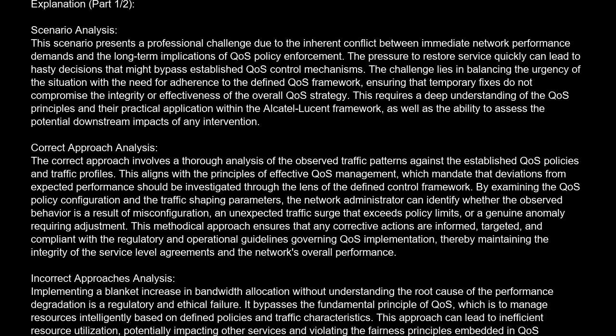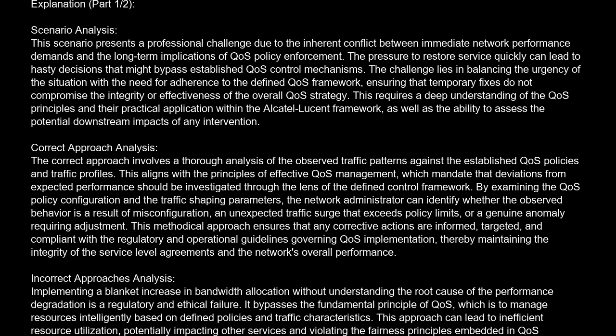The pressure to restore service quickly can lead to hasty decisions that might bypass established CoS control mechanisms. The challenge lies in balancing the urgency of the situation with the need for adherence to the defined CoS framework, ensuring that temporary fixes do not compromise the integrity or effectiveness of the overall CoS strategy. This requires a deep understanding of the CoS principles and their practical application within the Alcatel Lucent framework, as well as the ability to assess the potential downstream impacts of any intervention.